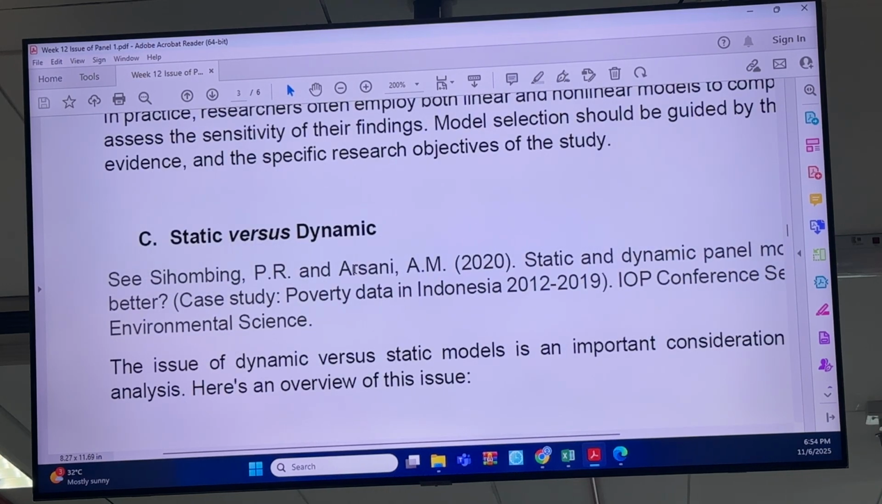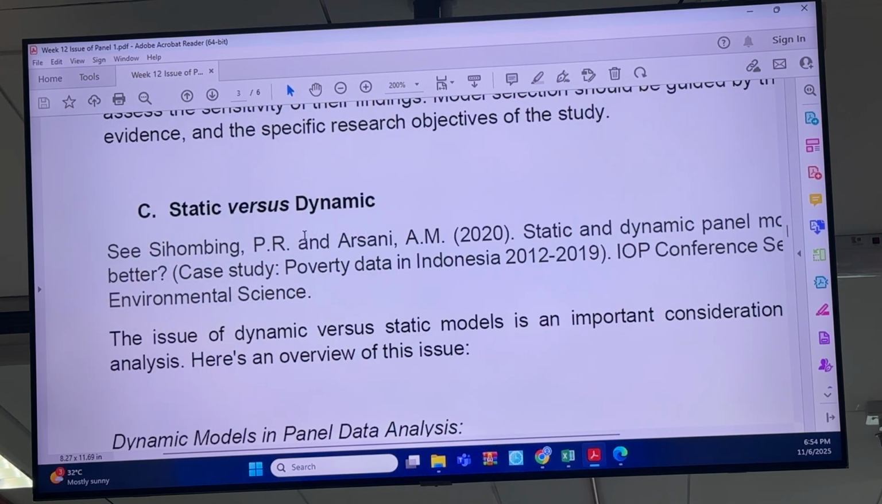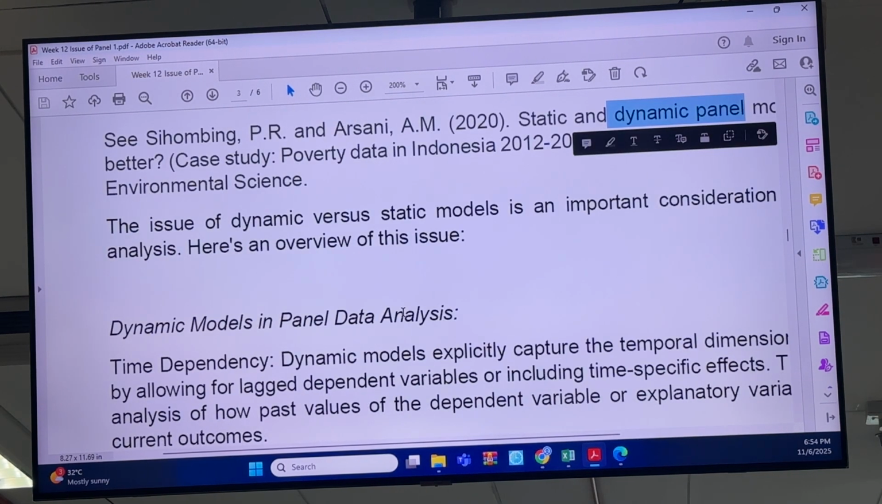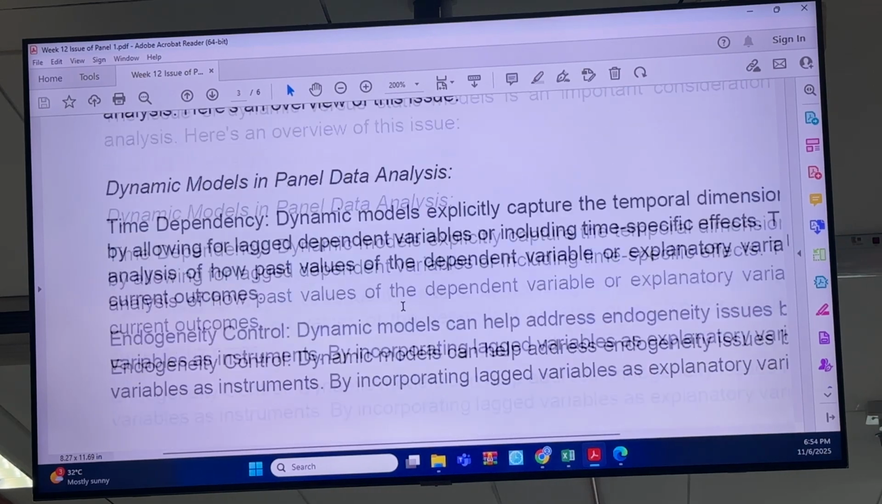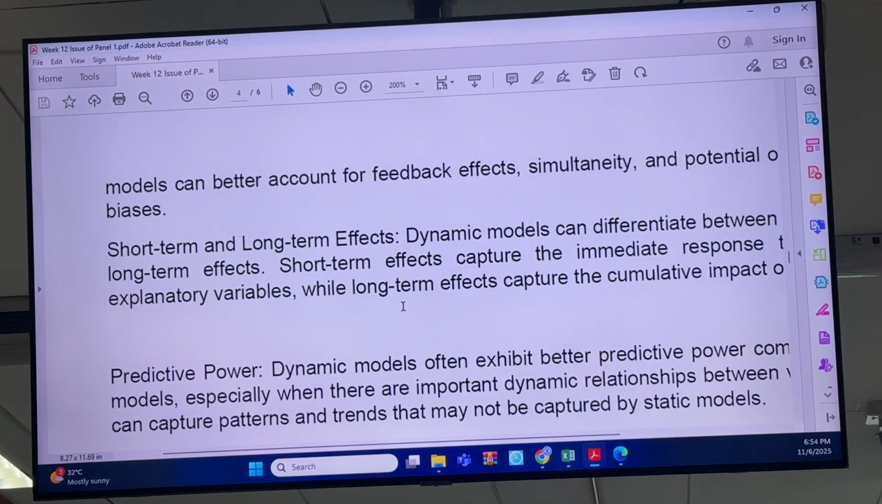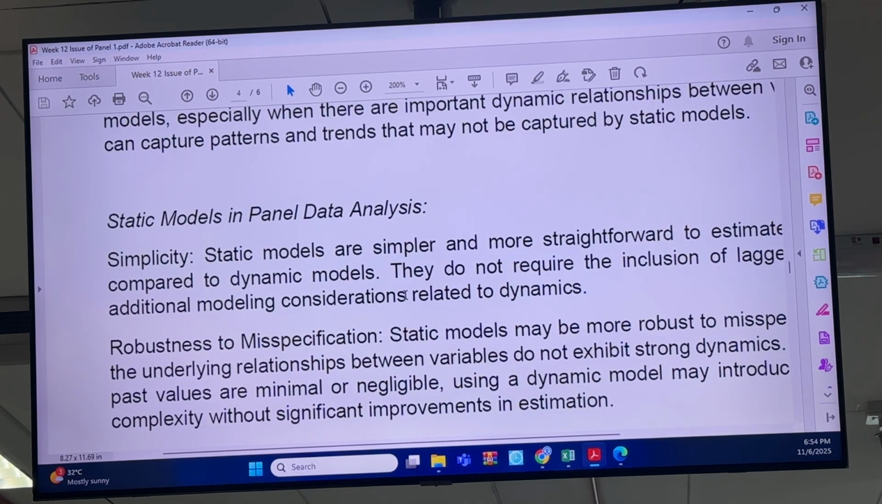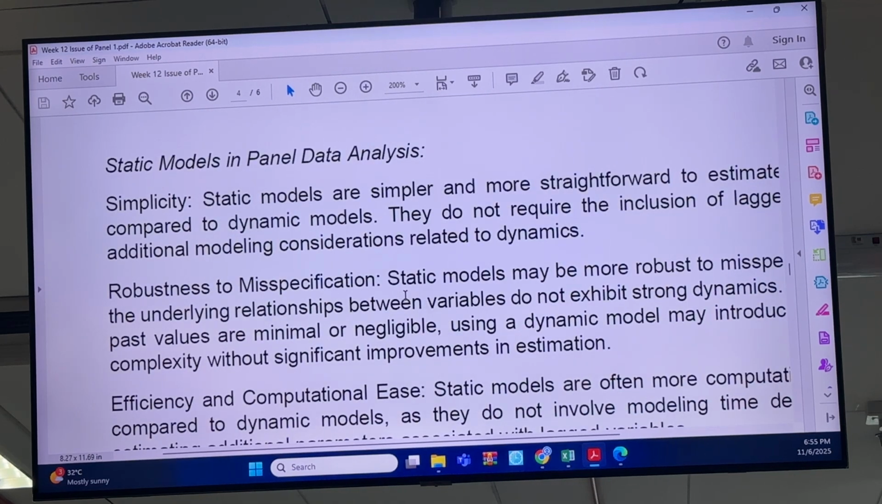Then, how about static versus dynamic? You can see the paper I shared is talking about static and dynamic. Before we move to dynamic, we talk about static first. Static is simple to explain, and robust to misclassification, because what we have estimated so far is just applying the data and estimating. It is very straightforward: static, all in time t.